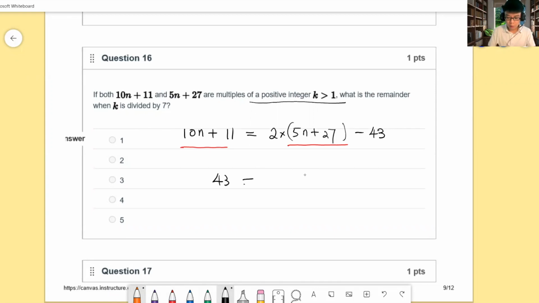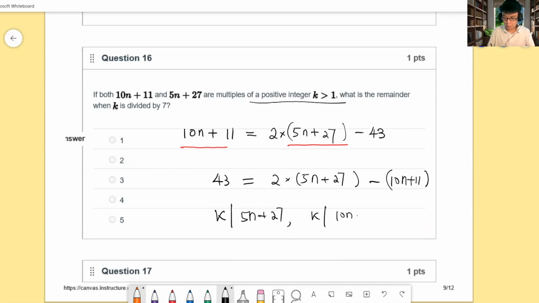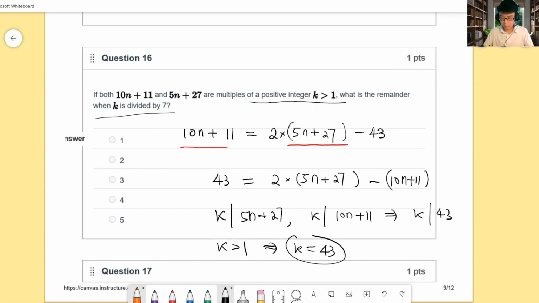So 43 equals 2 times (5m plus 27) minus (10m plus 11). So k divides 5m plus 27. k divides 10m plus 11. That implies k divides 43. Because k here is larger than 1, we must have k equals 43. Now, 43 divided by 7 equals 6 times 7 plus 1. The remainder equals 1 here, so the answer is 1.